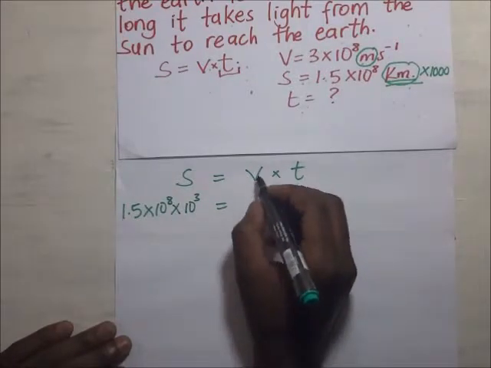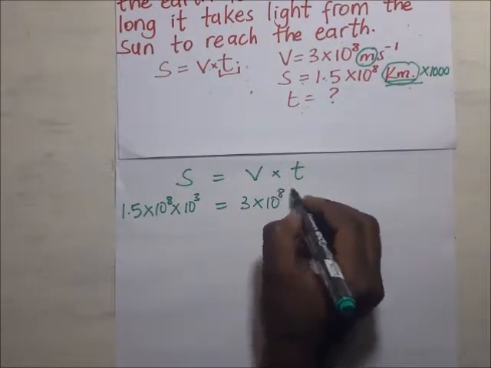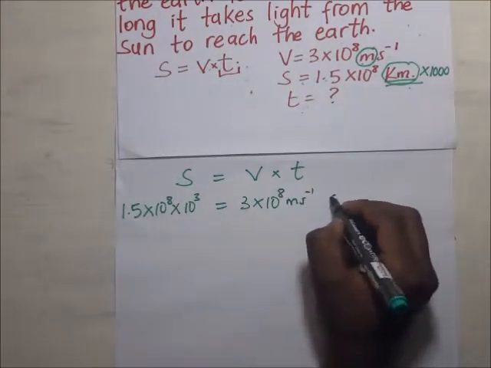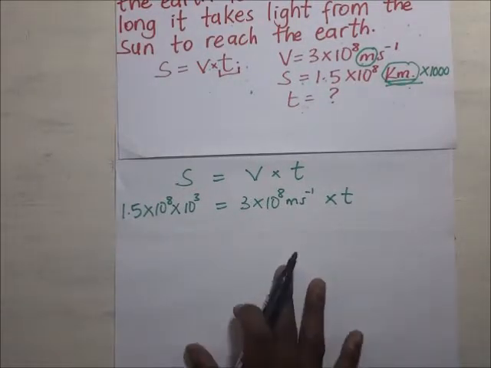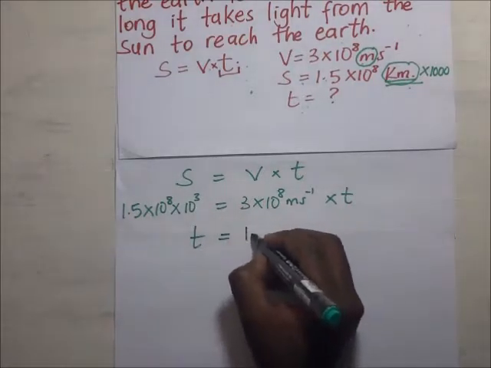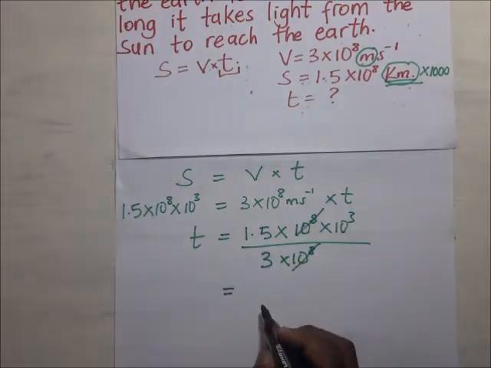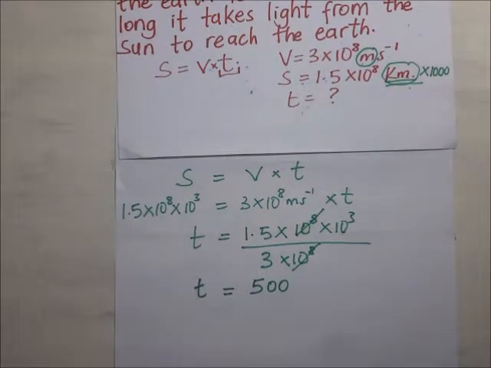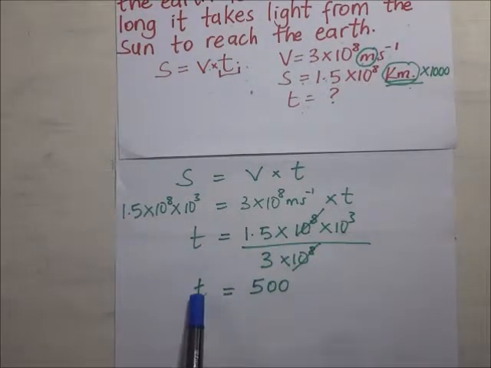Is going to be equal to speed. Our speed is 3 times 10 to the power 8 meters per second, multiplied by time. So when we make t the subject of the formula to find the value of time, time therefore is going to become, now, of course, when all this is done, we get our value of t as 500.